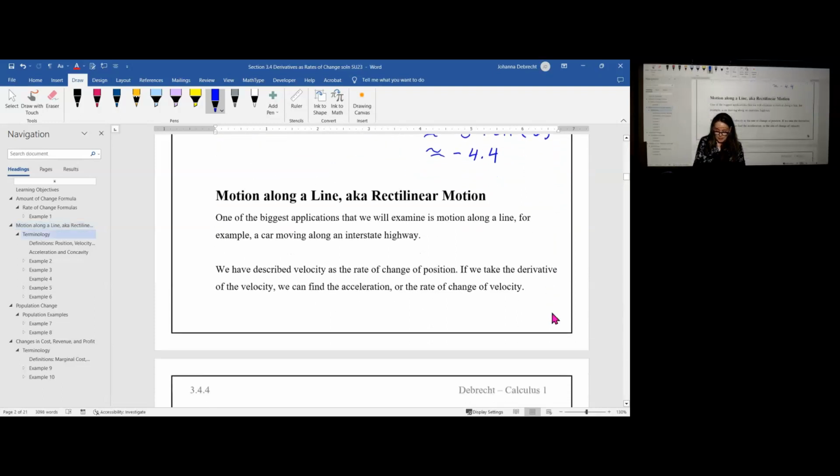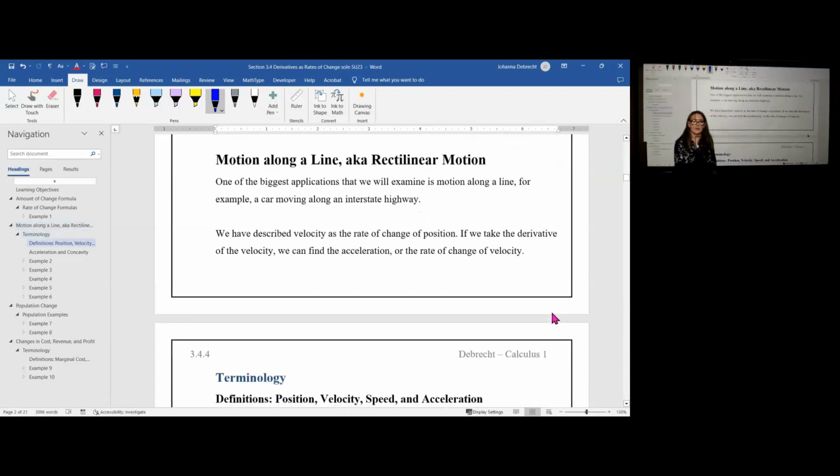We'll use this formula later on in some application problems. We don't typically do this when we don't have an application in order to apply it to.